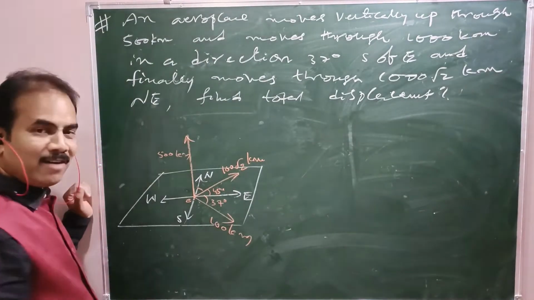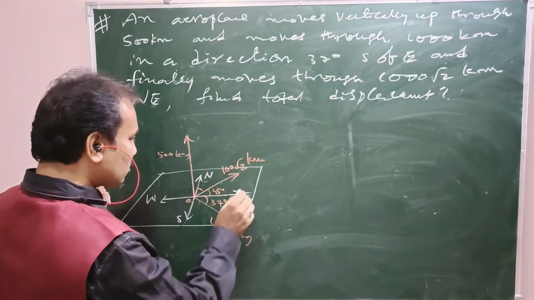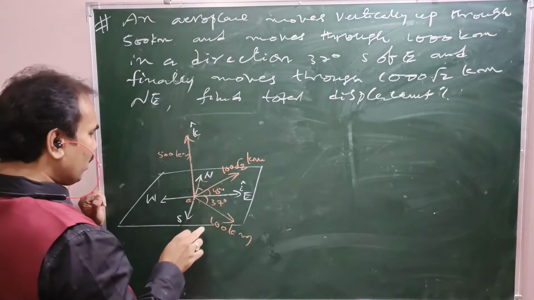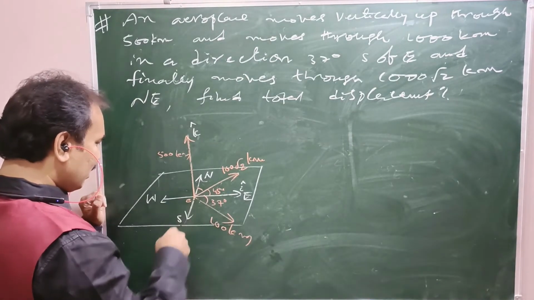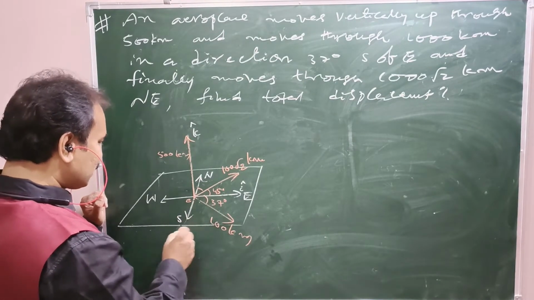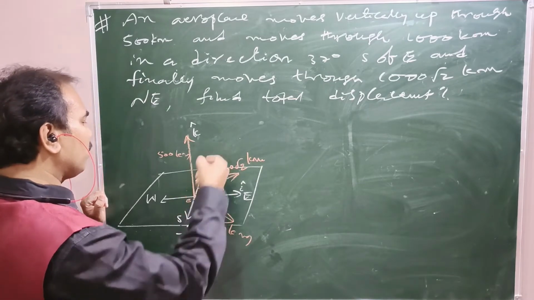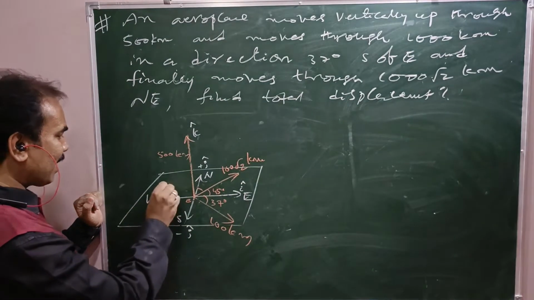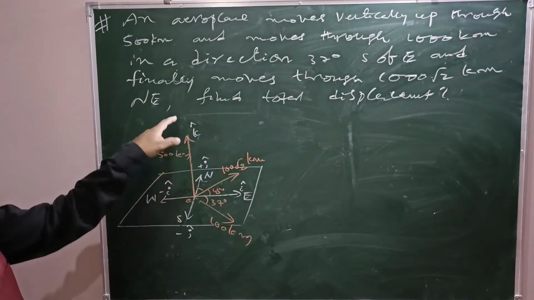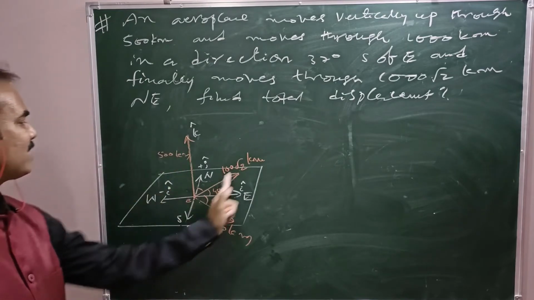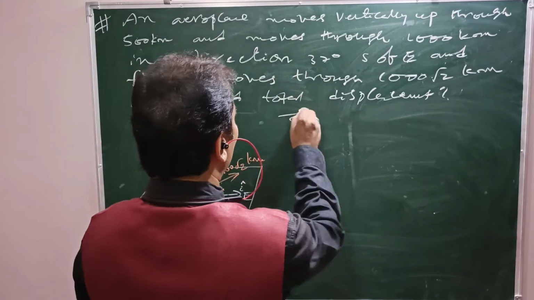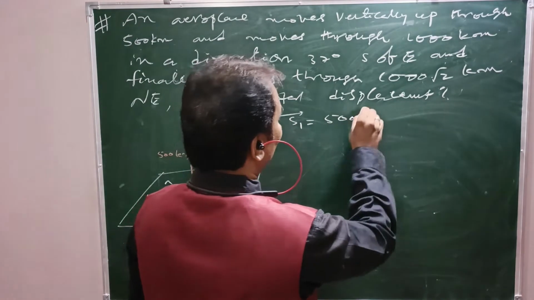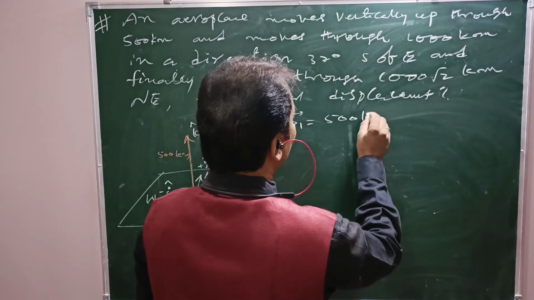Now coming to unit vectors. This is the x-axis, so i cap. This is the z-axis, plus k cap. This is the negative y-axis, that is minus j cap. This is the positive y-axis, plus j cap. This is the negative x-axis, minus i cap. Now what about S1 bar? This is S1 bar, S2 bar, S3 bar. S1 bar equals 500 k cap, 500 kilometers along k cap.